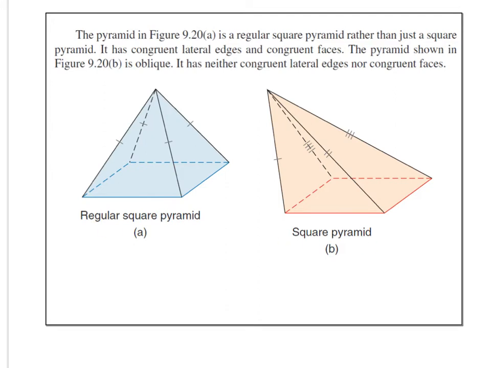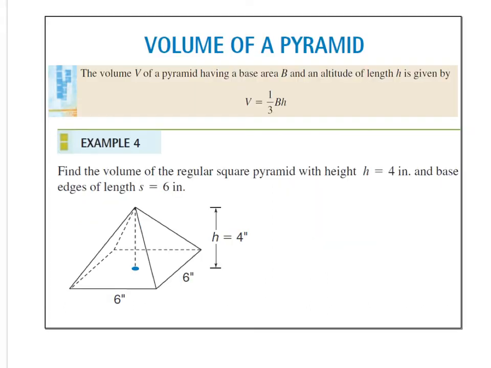This one, we know a regular square pyramid, all the sides and edges are congruent to each other, whereas with just a square pyramid, we have no idea. You're going to have to calculate each individual face to find that lateral area there. All right, volume. Volume uses this formula right here.